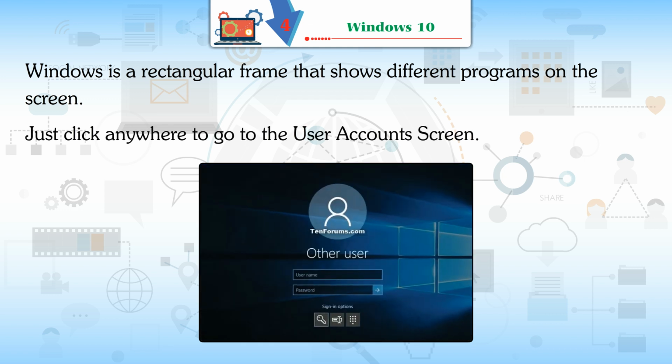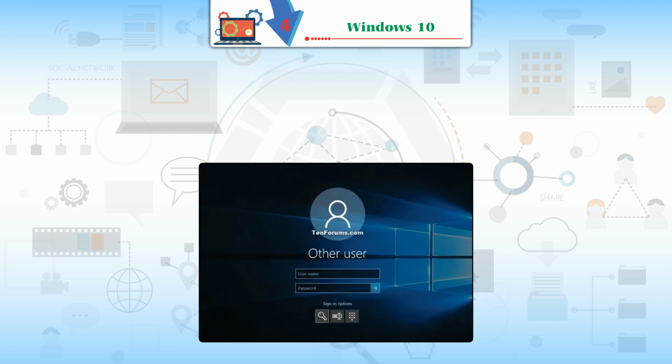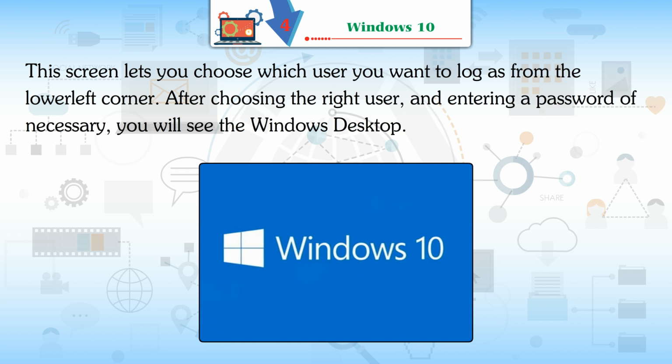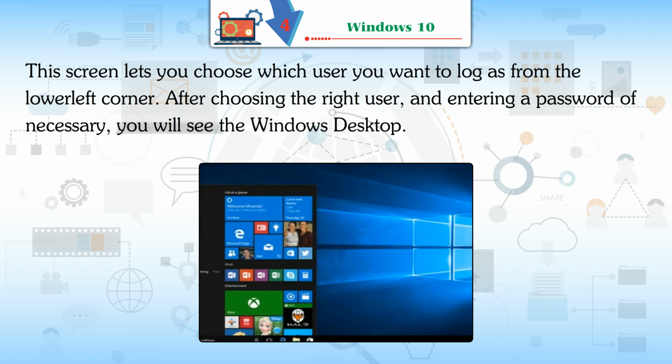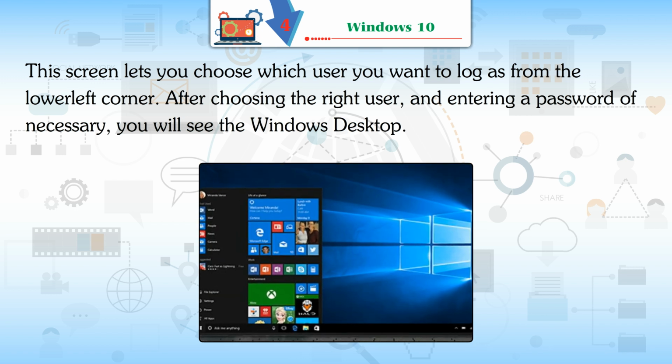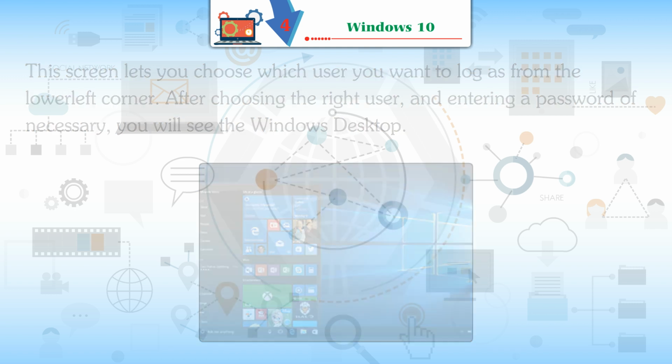Just click anywhere to go to the user account section. This screen lets you choose which user you want to log in as from the lower left corner. After choosing the right user and entering a password if necessary, you will see the Windows desktop.